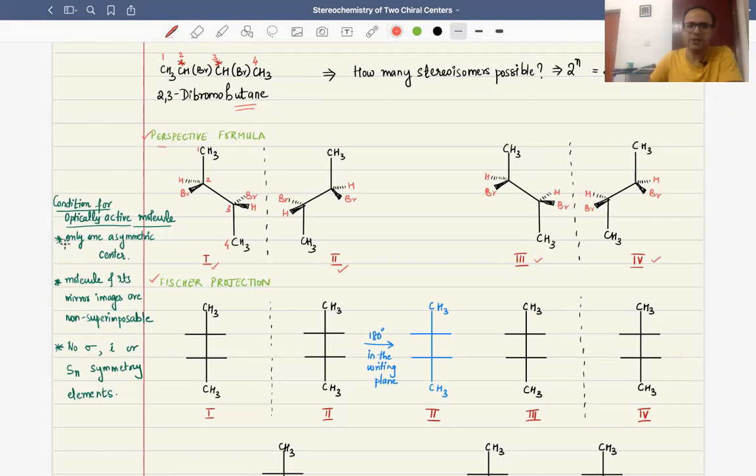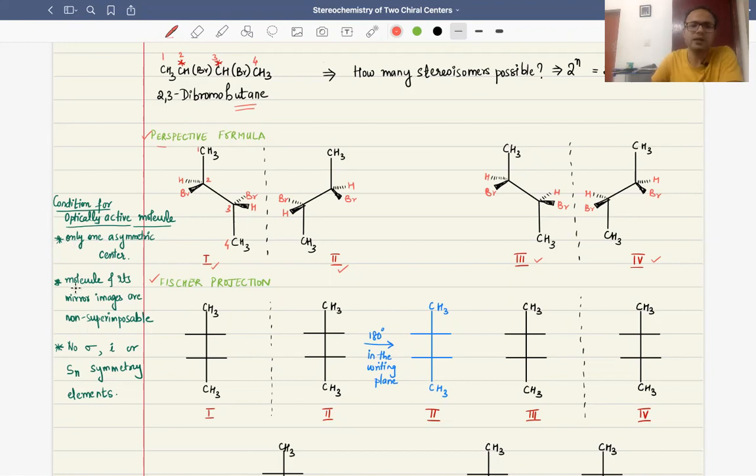or not. One of the conditions is if the molecule has only one asymmetric center, then that molecule is definitely chiral and therefore optically active. That is what we have been seeing so far, that whenever we talked about the presence of a chiral center, we automatically said that the molecule is chiral.